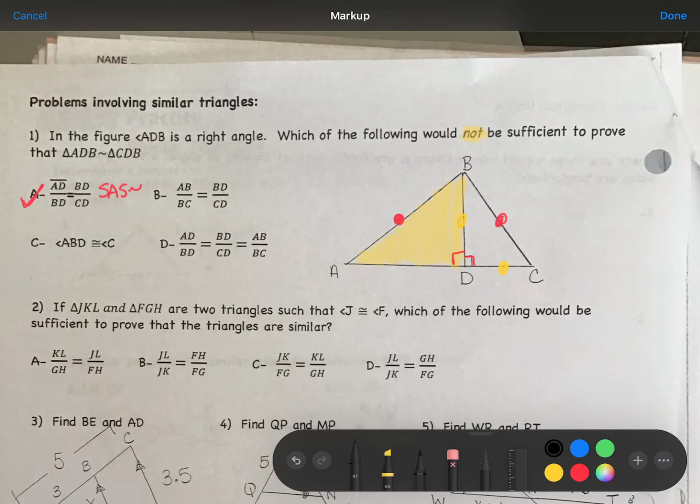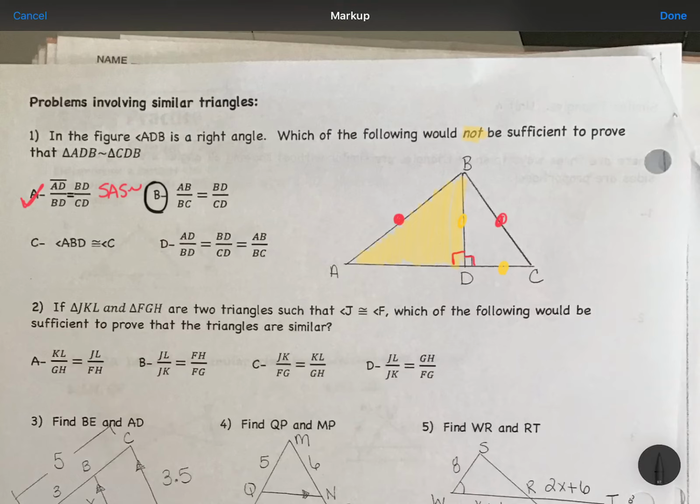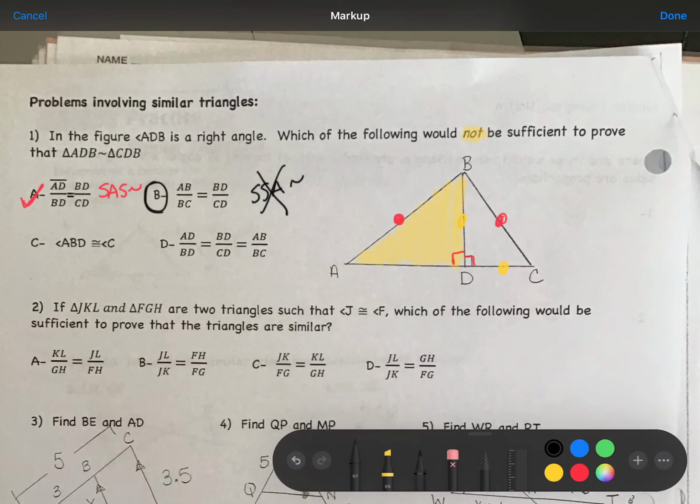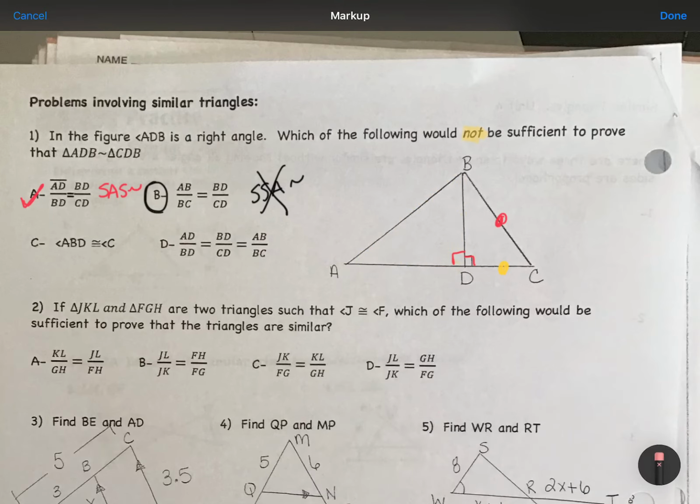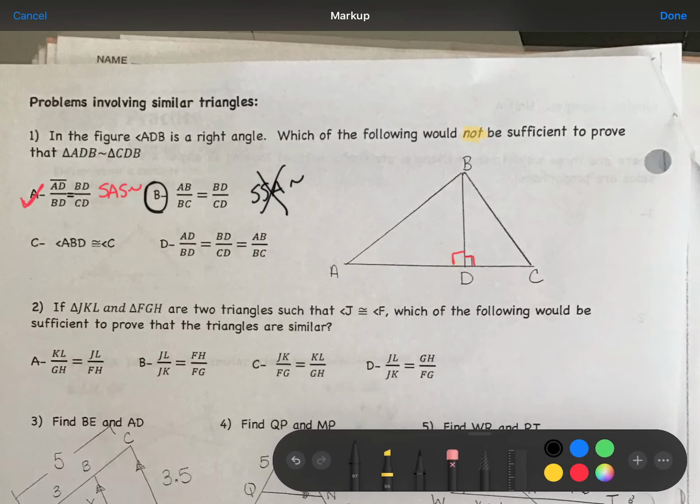Side, side, angle? So this one is probably going to be my answer because it looks like we're trying to use side, side, angle similarity, and that's not one of the three ways. So just to double check, I'm going to look at C and D just to make sure that I haven't made any mistakes in my thinking.